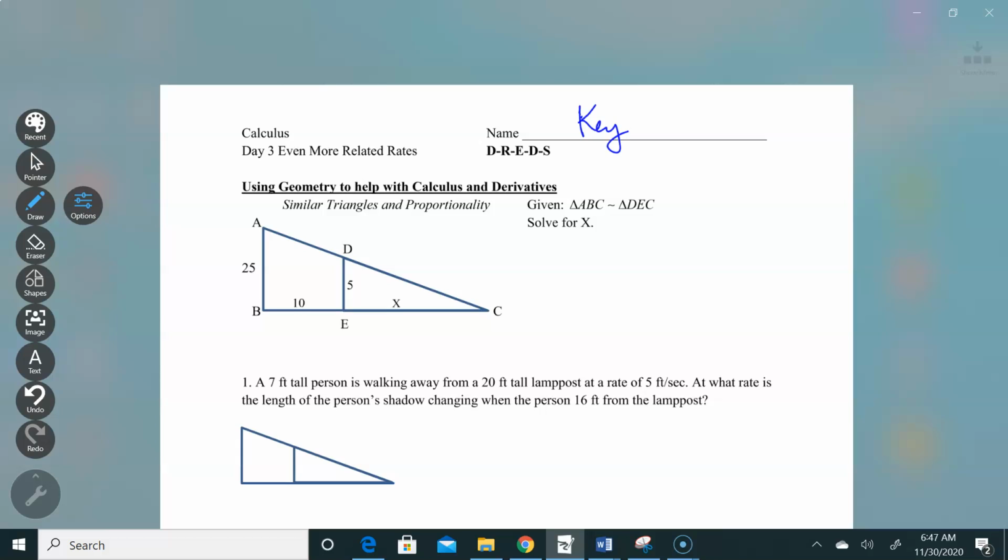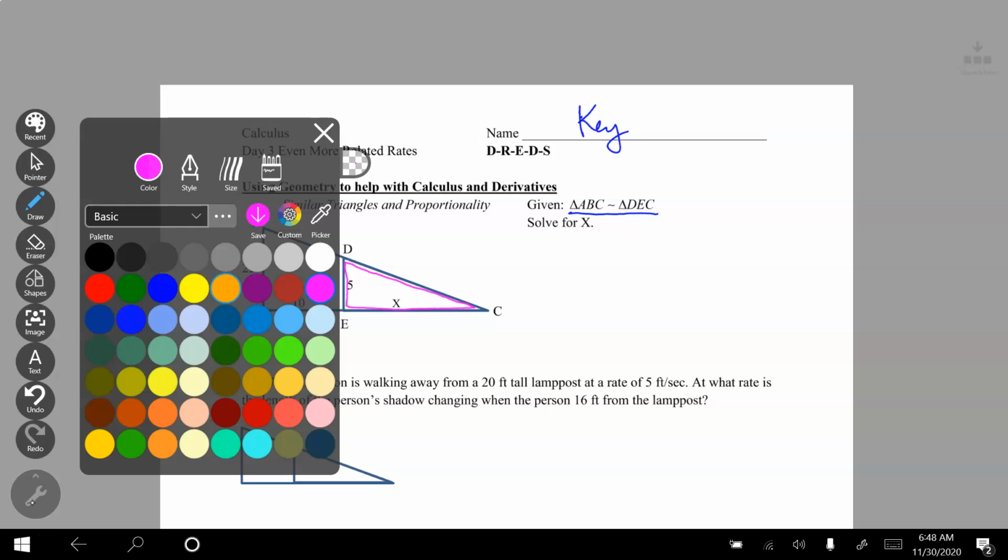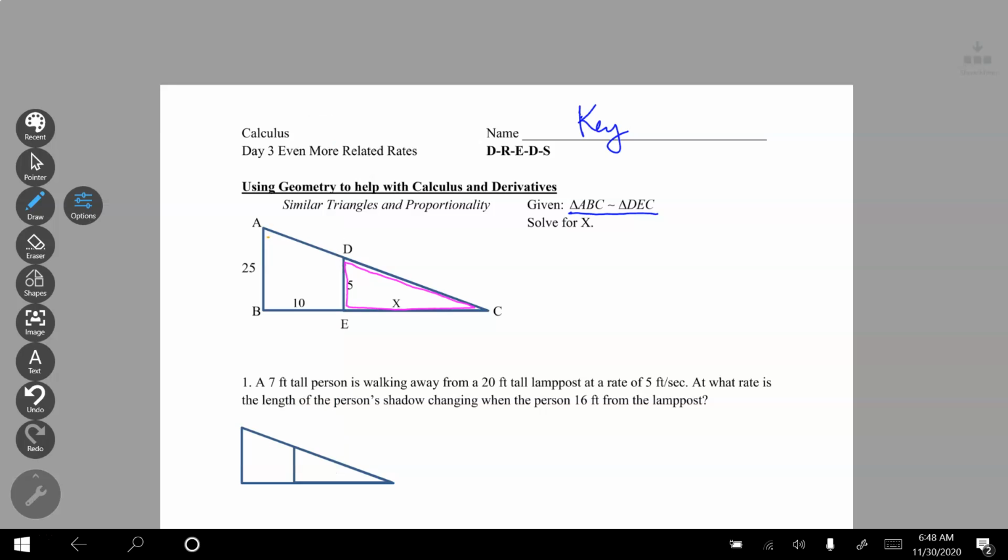And what we do in geometry is we look at similar triangles. So right now these two triangles are similar to each other. They have the same angles, so the sides are in proportion of each other. So with these two triangles similar to each other, I have this smaller triangle I'm going to outline in pink, which is similar to this one I'm going to do in orange. That means sides are proportional.